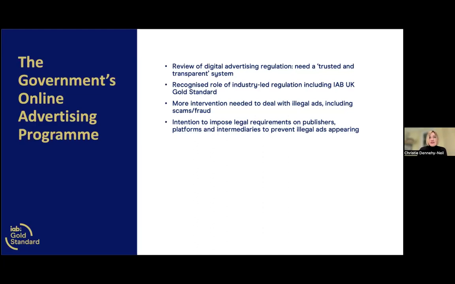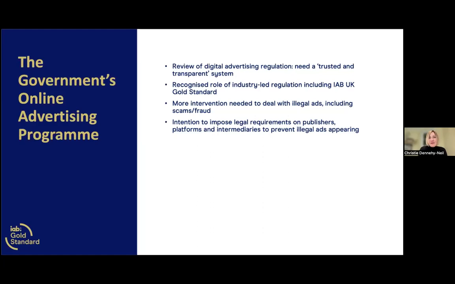The government said, and I'm going to quote here, "more must be done both by the government and by those across the whole advertising supply chain to prevent bad actors using online advertising as a method of reaching victims, and therefore to support the success of this important industry." So when they say more must be done, what does that mean?